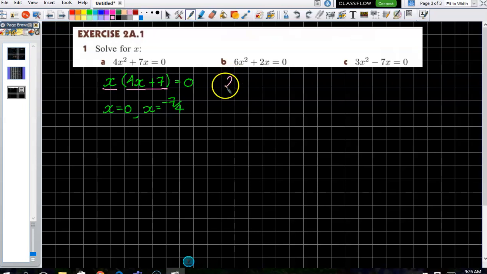2x is common. Correct. Pull out that 2x. If I pull out the 2x, can I ask, when you're doing this, are you asking yourself 2x times what gives you 6x squared, or are you dividing through by 2x? Ah, that's good.